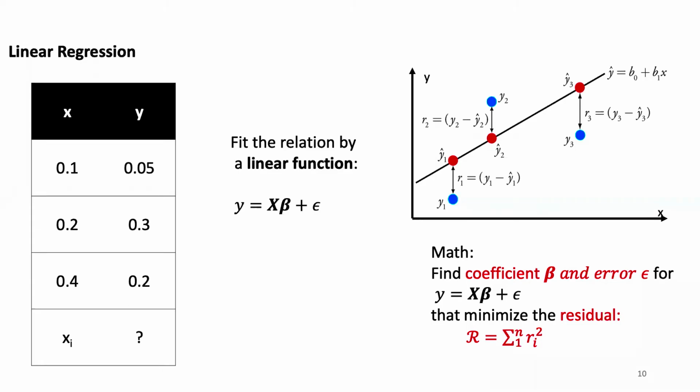So in this example, you have only one explanatory variable, which is x. The case is called simple linear regression. The case of more than one explaining variable is called multiple linear regression. That's the idea of linear regression.